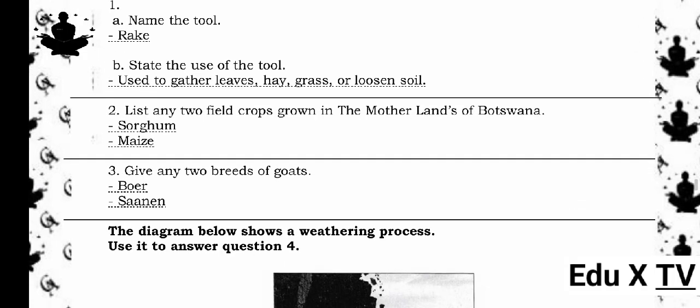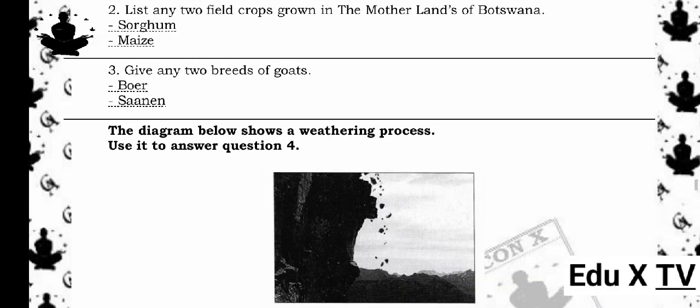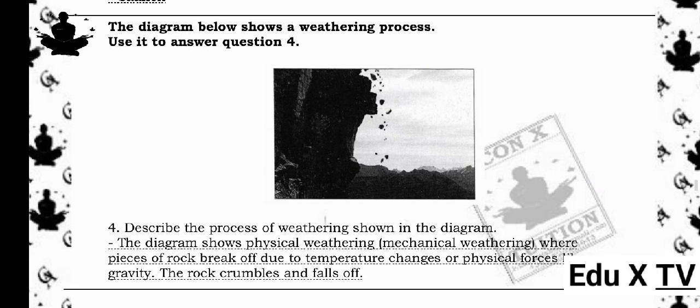2. List any 2 field crops grown in the motherlands of Botswana. Sorghum. Maize. 3. Give any 2 breeds of goats. Boer. Saanen. The diagram below shows a weathering process. Use it to answer question 4.